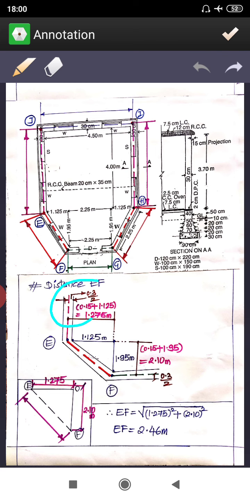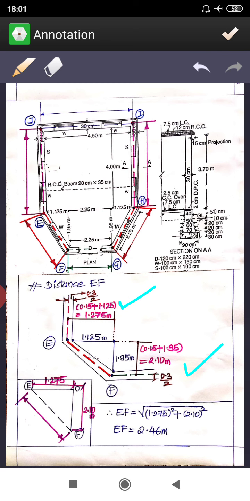Now half of wall thickness. See that dotted line, it will show you my center line, right? From the wall to the center line, the distance is 0.3 by 2, means 15 centimeter, right? So that 15 centimeter you have to add. I have written here that 1.125 plus 0.15 is going to be 1.275. Same on this side, 0.15 plus 1.95, so you'll be getting 2.10.